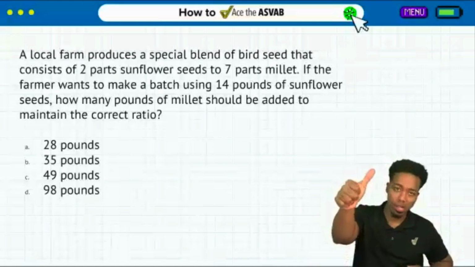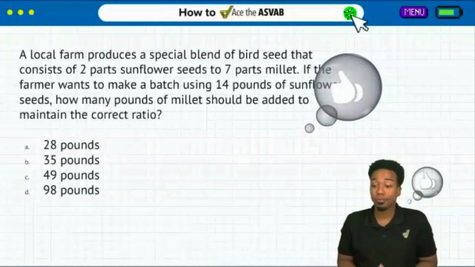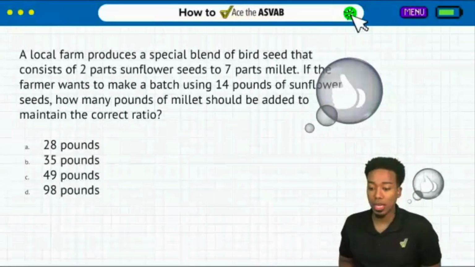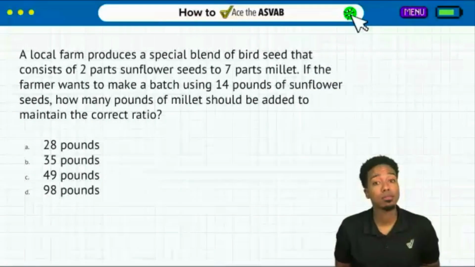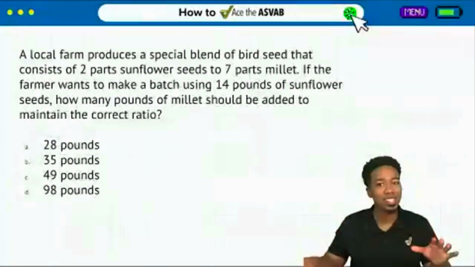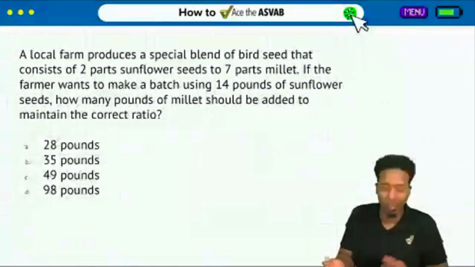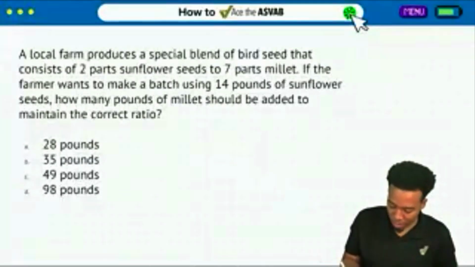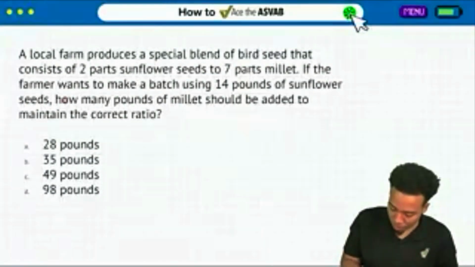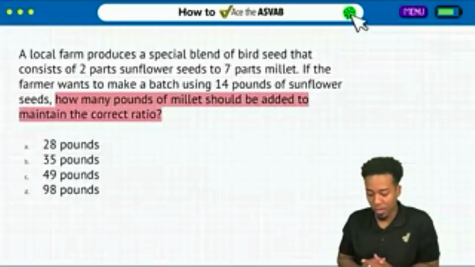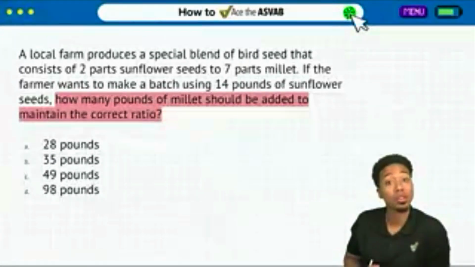Everybody, first thing I said we should always do is what? First thing we should always do is read the question. Yes, go straight to the question sentence. Ask yourself, what is it that I am supposed to be caring about here? And so we start off with that, and we see that it says, how many pounds of millet should be added to maintain the correct ratio?